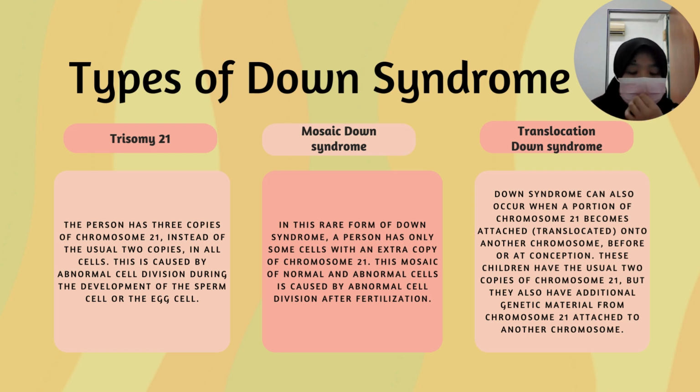As for translocation Down syndrome, this type can also occur when a portion of chromosome 21 becomes attached, or we can say translocates, onto another chromosome before or at conception. These children who have translocation Down syndrome usually have the usual two copies of chromosome 21, but they also have additional genetic material from chromosome 21 attached to another chromosome.